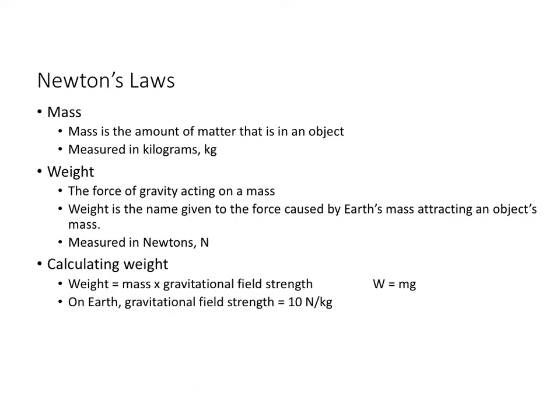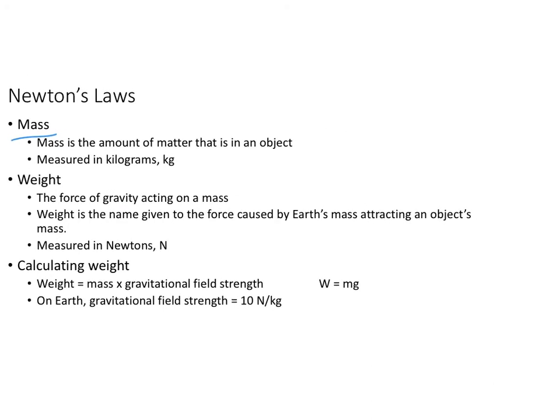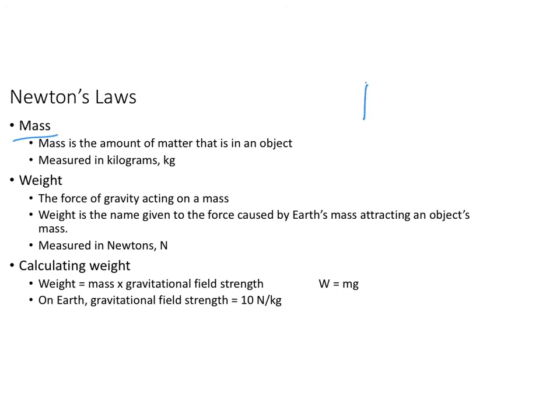When we talk about the mass of an object, we're actually talking about the amount of matter that is in that object. So if we take our box here, it has a mass of 10 kilograms. That means it's got 10 kilograms of stuff in it. The atoms that make up that box have a mass of 10 kilograms. That is going to remain the same wherever it goes in the universe.